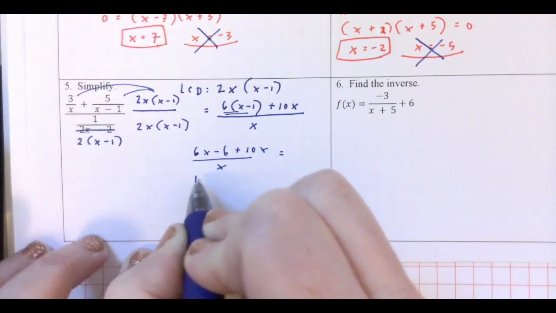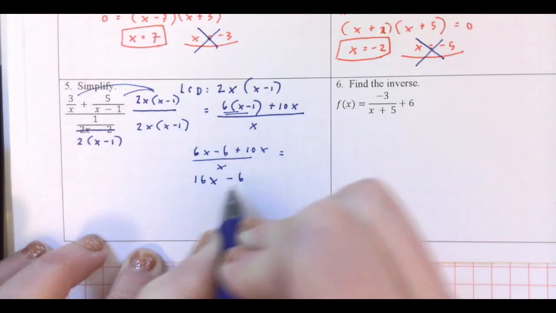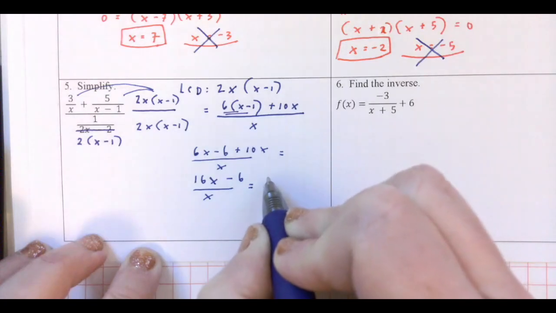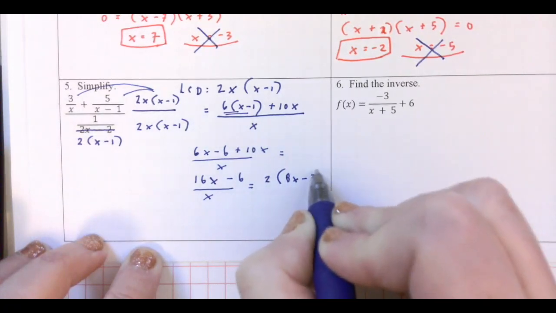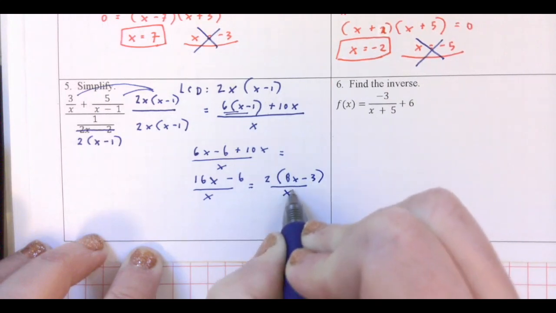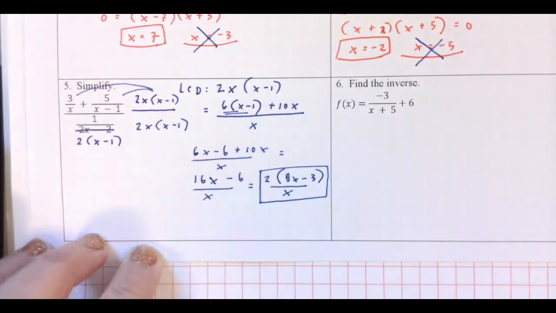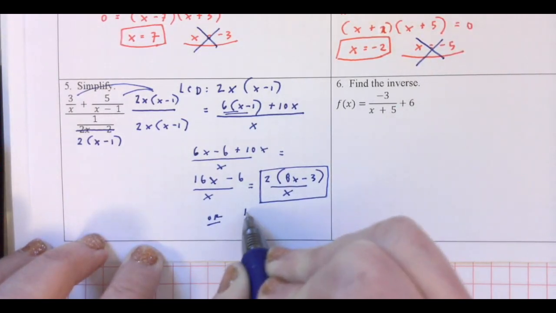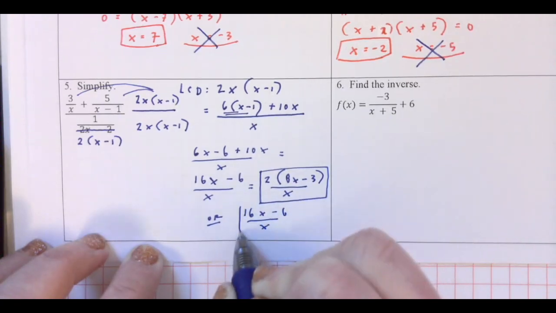So I have now 16x minus 6 over x, and I can divide out a 2. So 2 times 8x minus 3, all over x. Okay, I can leave it like that. That's fine, it's fully factored. I'll always take that. Or you could just leave it back in standard form, nothing reduced, so 16x minus 6 all over x.